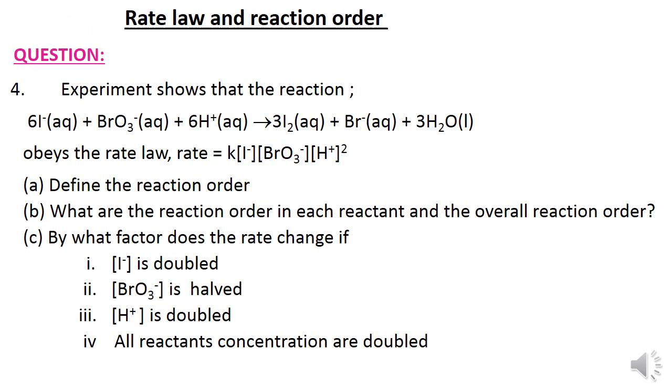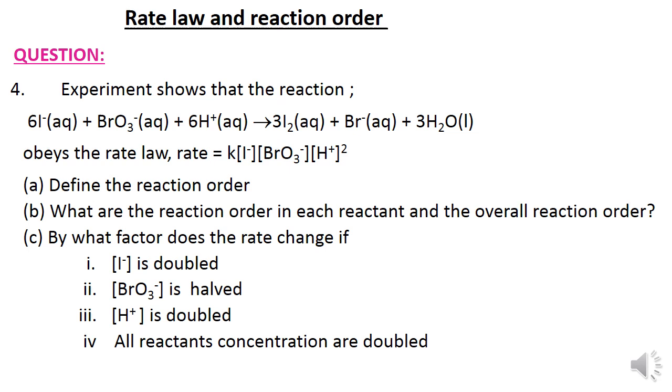Question number 4 is about rate law and reaction order. Question number 4 says, experiment shows that the reaction below obeys the rate law: rate equals k, concentration of iodide, concentration of bromate, concentration of H plus to the power of 2. A. Define the reaction order. B. What are the reaction orders in each reactant and the overall reaction order?